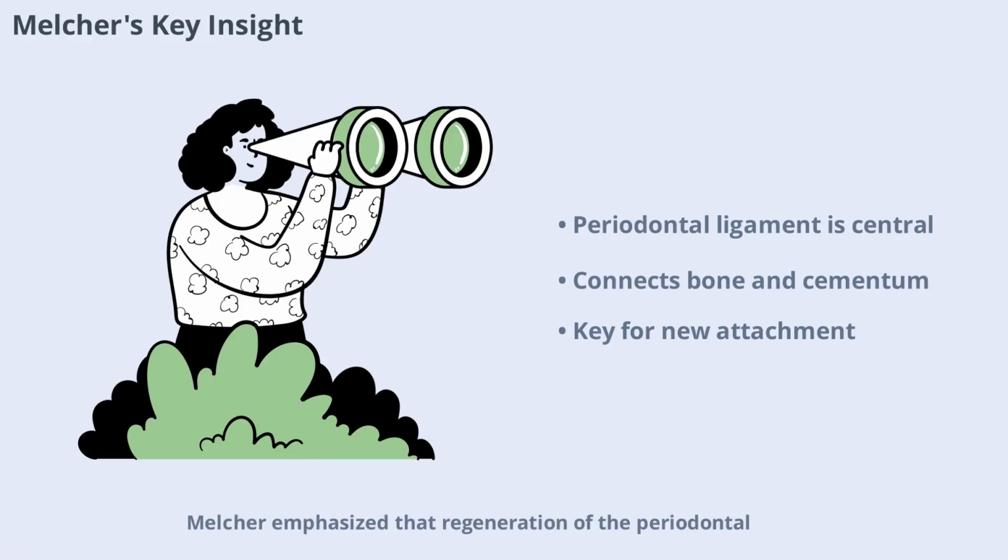Melcher emphasized that regeneration of the periodontal ligament is the key to new attachment. The periodontal ligament provides continuity between the alveolar bone and the cementum, and contains cells capable of synthesizing and remodeling all three connective tissues of the periodontium. This insight has shaped modern approaches to periodontal therapy, focusing on promoting ligament cell proliferation for optimal healing.